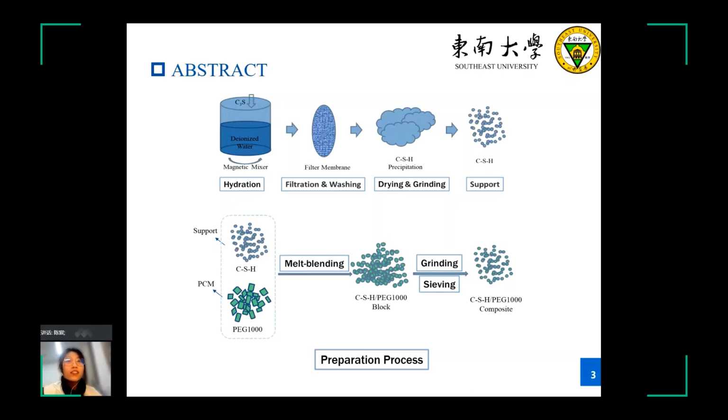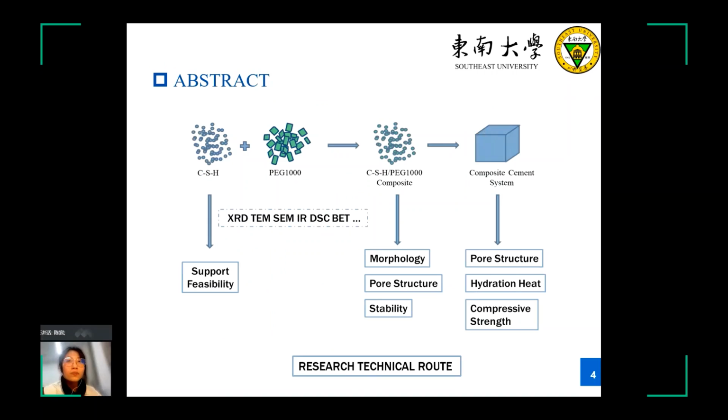Abstract. In this paper, composite material CSH-PG1000 was prepared from multi-scale porous material CSH and phase change material PEG1000 by melting blending, so that it can reduce hydration heat of cementitious system, utilizing the characteristic of releasing and storing energy of PCM.